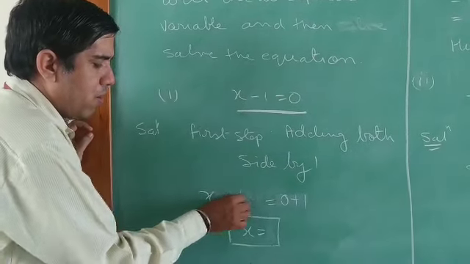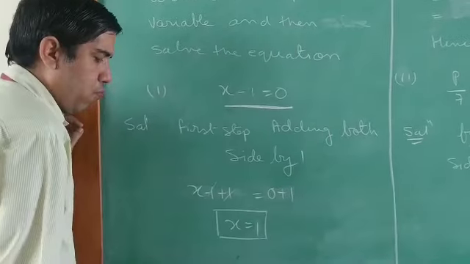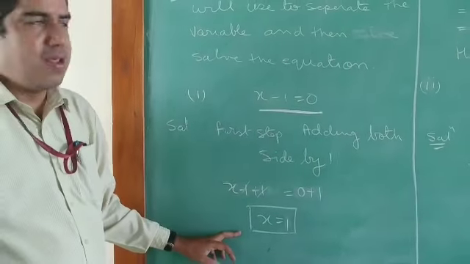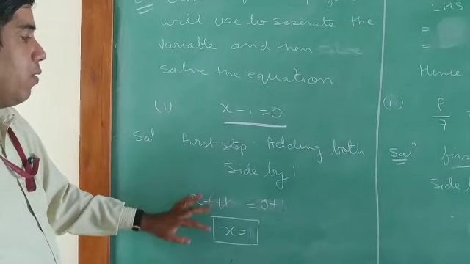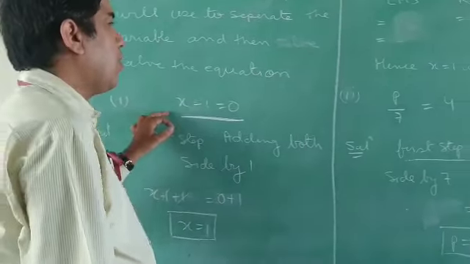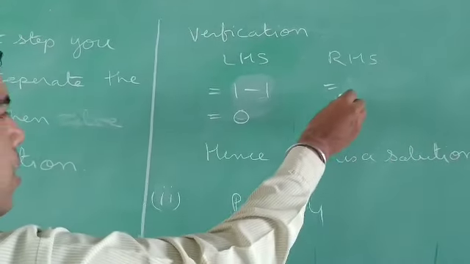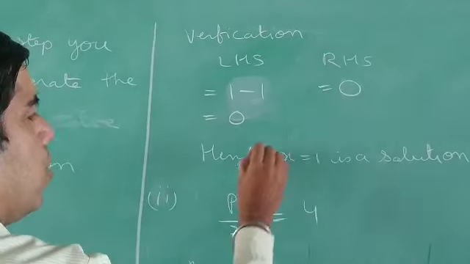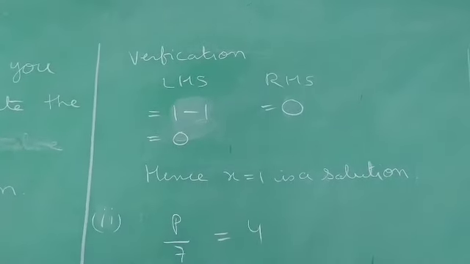You can see minus 1 plus 1 cancels. The answer comes here: x equal to 1. What is the answer? x equal to 1 is the answer. Now I will verify the answer. I am keeping the value in the LHS, so it will come 1 minus 1 equal to 0, and here already 0 is there on the RHS. So hence x equal to 1 is a solution.